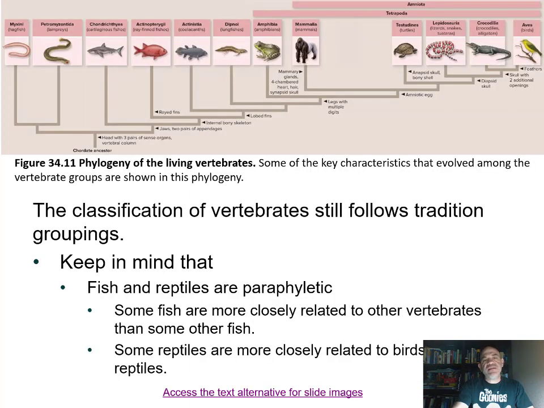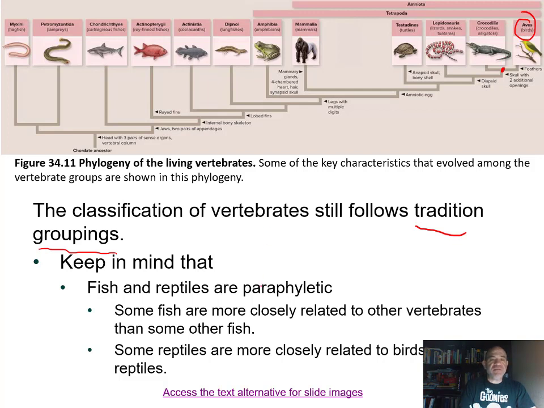So here's the classification and the phylogeny that we see of the vertebrates, starting off with jawless fish out here, which are still alive today, and then ending with mammals and birds and reptiles on the other end. And we're still going to use a traditional classification scheme. We're still going to talk about birds as a separate group, even though birds share a common ancestor with crocodiles and dinosaurs. They're actually basically reptiles with feathers that can fly. But we're still going to refer to them as a class called Aves.